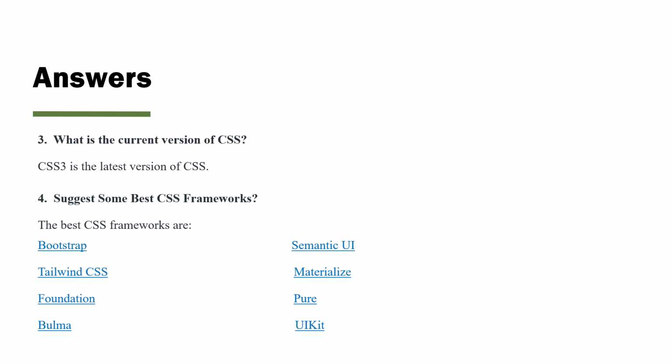The next one is, what is the current version of CSS? Recently we are using CSS 3. The next one is, suggest some best CSS frameworks. The best CSS frameworks are Bootstrap, Tailwind CSS, Foundation, Bulma, Semantic UI, Materialize, Pure, UIKit.